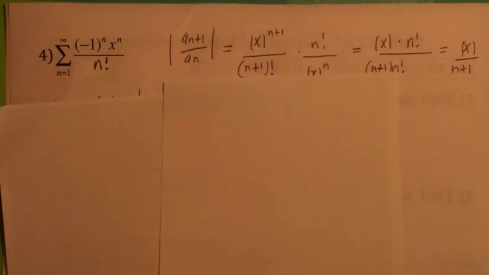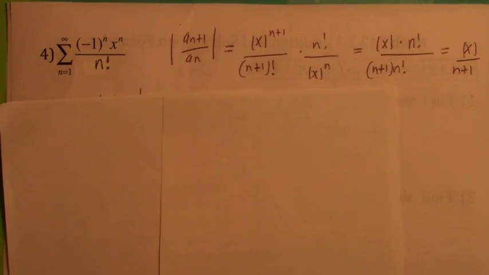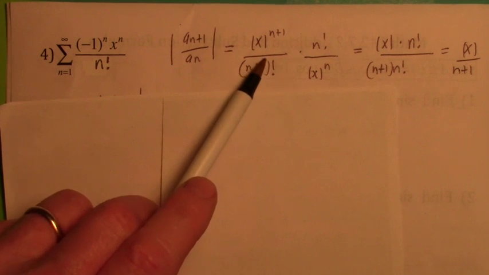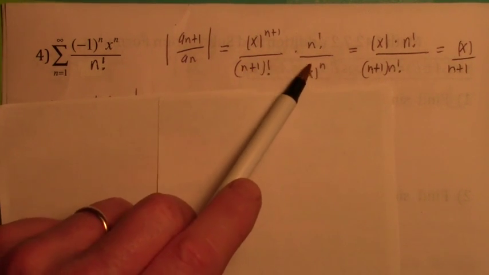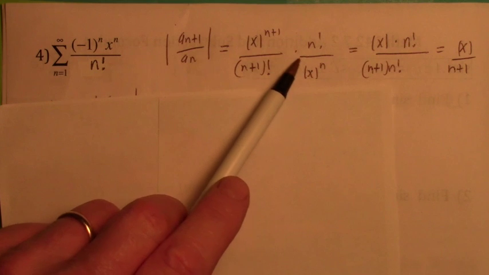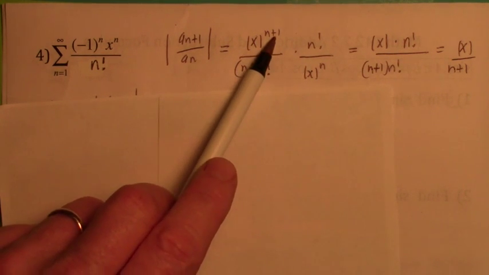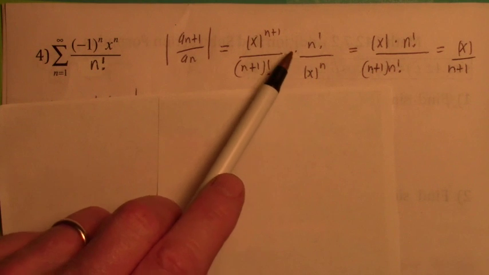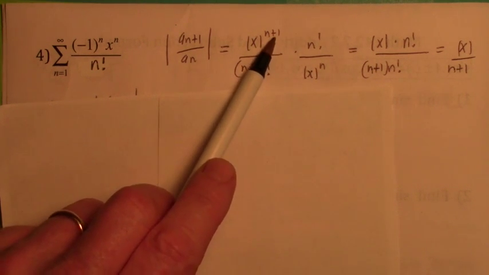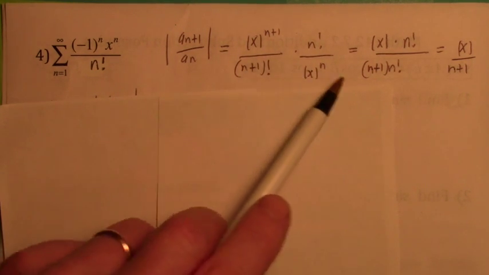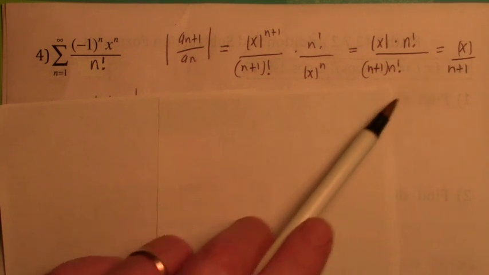Okay, for this one, you look at a sub n plus 1 over a sub n. This is a sub n plus 1. This is a sub n. This is the reciprocal of a sub n. So when you cancel the absolute value of x's, you have absolute value of x to the n plus 1 over absolute value of x to the n. So when you cancel, you have one absolute value of x left.